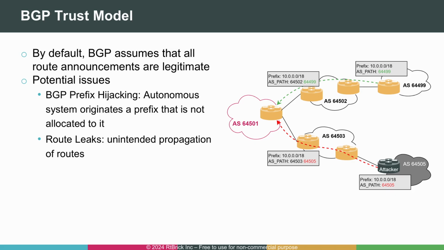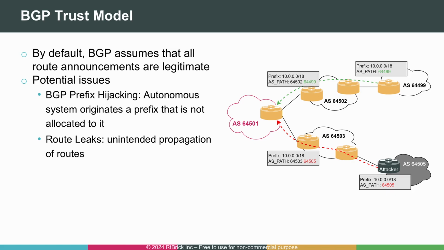Consider a network scenario where AS64501 receives two route advertisements for the prefix 10.0.0.0/18, one from AS64599 and one from AS64505. In reality, only AS64599 has been allocated that prefix.